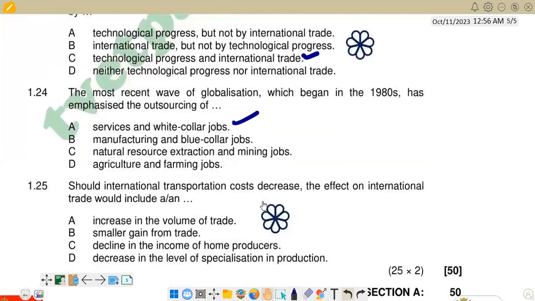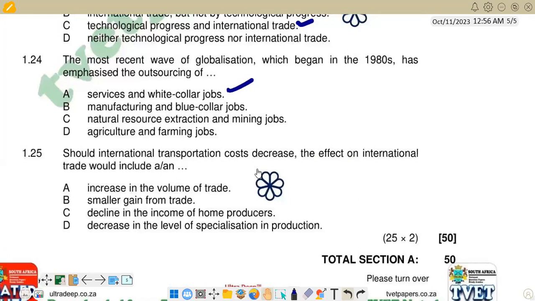It is saying, should international transportation costs decrease, the effect on international trade would include A. When the international transportation costs decrease, it means there is now an easy movement of goods and services between international boundaries. So they are saying the effect on international trade would include A, increase in the volume of trade. Increase in the volume of trade is correct because when it's now easy for these goods to move from one nation to the other, we obviously notice an increase in the volume of trade. Then B, a smaller gain from trade, not correct. Decline in the income of home producers, not correct. Decrease in the level of specialization in production, not correct. So A becomes the most appropriate there.